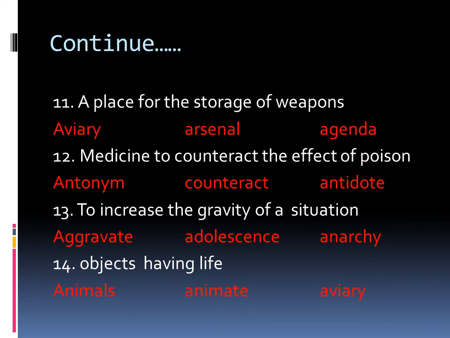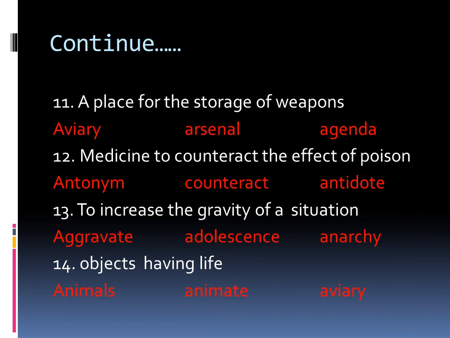Eleventh sentence. A place for the storage of weapons. Aviary? No. It is a place where birds are kept. Birds, not weapons. Agenda? No. It is a list of things to be discussed at a meeting. A place for the storage of weapons is arsenal. Arsenal is a proper noun also. The Arsenal, the name of a football team.